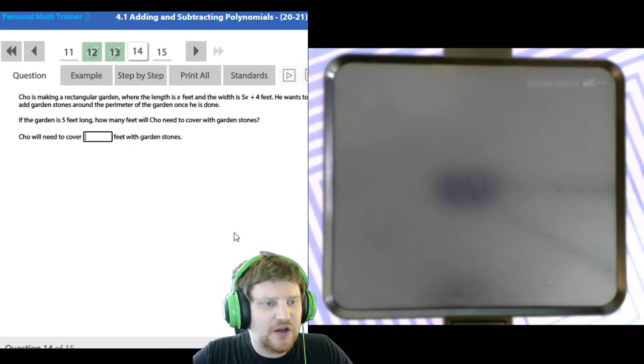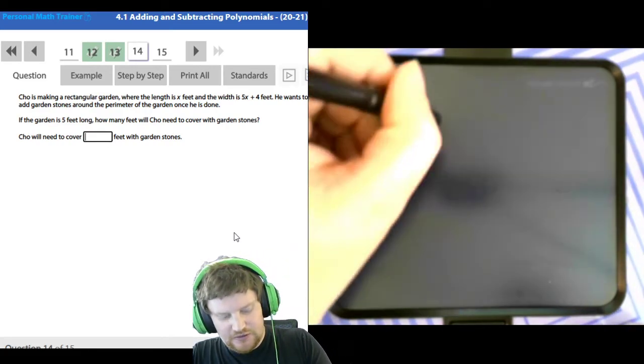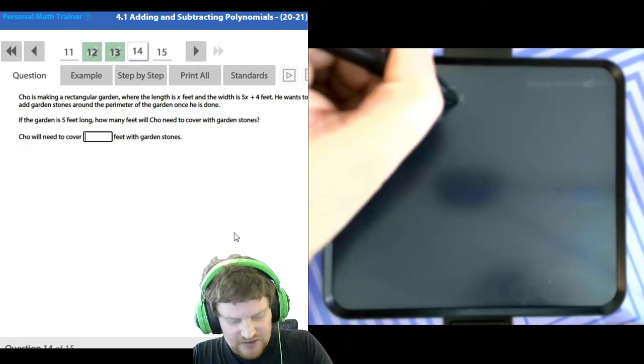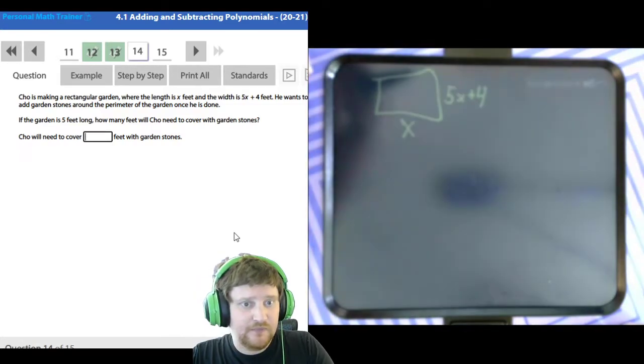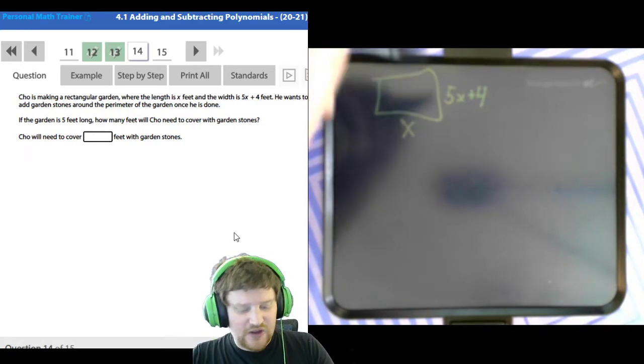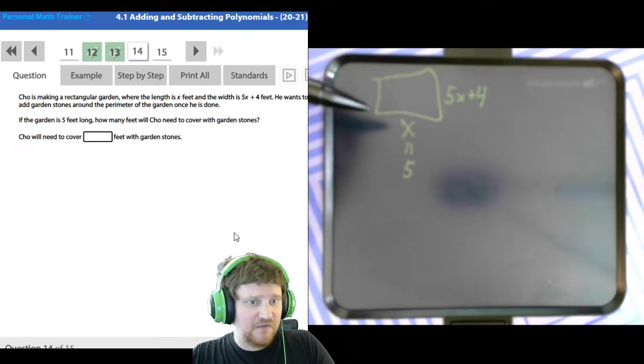Cho is making a rectangular garden where the length is x feet. So this is a rectangular garden with a length of x and a width of 5x plus 4. He wants to add garden stones around the perimeter of the garden once he is done. If the garden is 5 feet long, how many feet will Cho need to cover with garden stones?